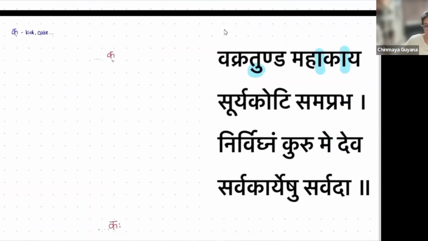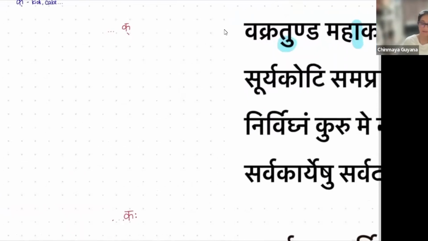Then your homework was to practice this ka, ka, ki, all the way to kaha and write it over and over again. What you do when you do this is you practice the consonant and you practice all the vowel symbols at the same time.